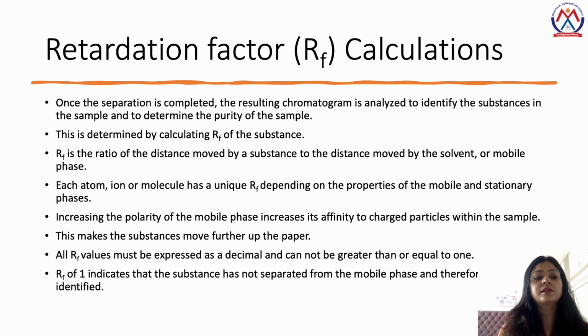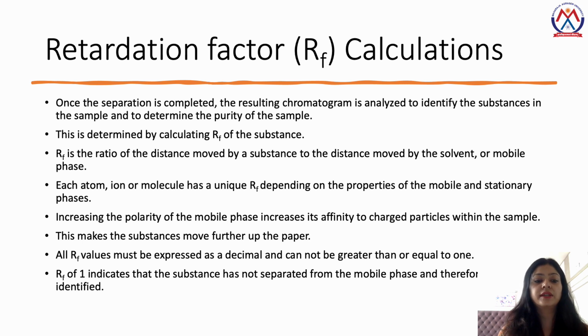Retardation factor is the ratio of the distance moved by a substance to the distance moved by the solvent or mobile phase. Each atom, ion or molecule has a unique RF depending on the properties of the mobile and stationary phases. Increasing the polarity of the mobile phase increases its affinity to charged particles within the sample. This makes the substances move further up the paper.